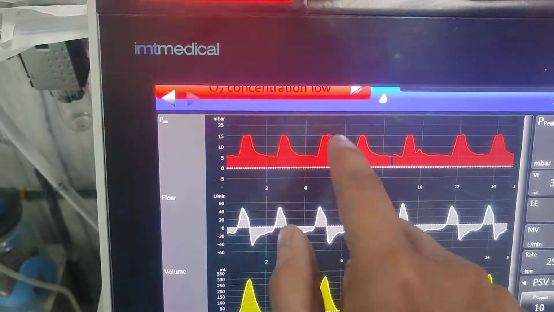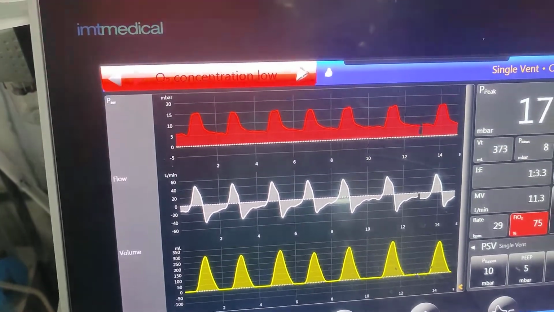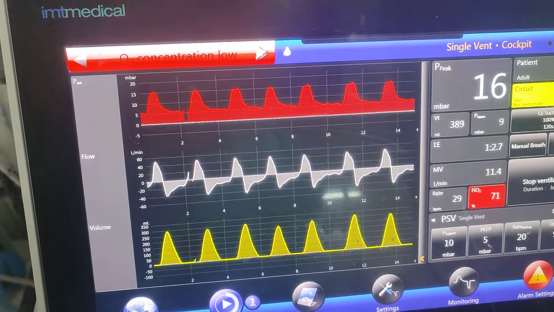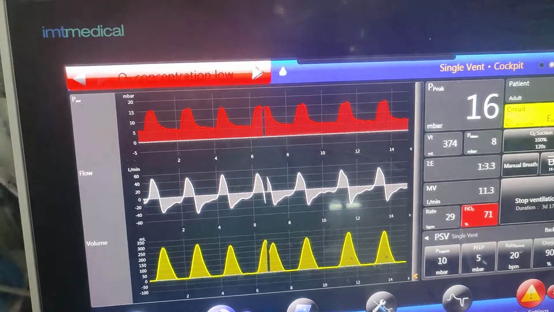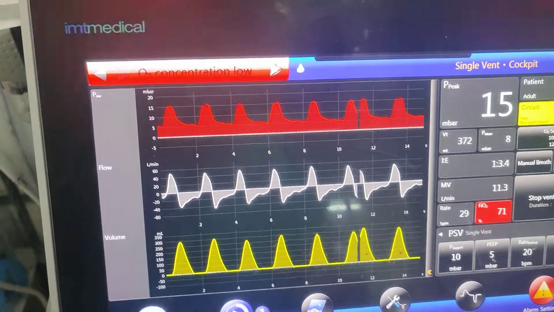falls like that and plateaus like that. That is called plateau pressure. So you have to assess plateau pressure if the peak pressure rises suddenly. Why do we have to assess plateau pressure? This is because if plateau pressure is normal or increased, then the management will be different.